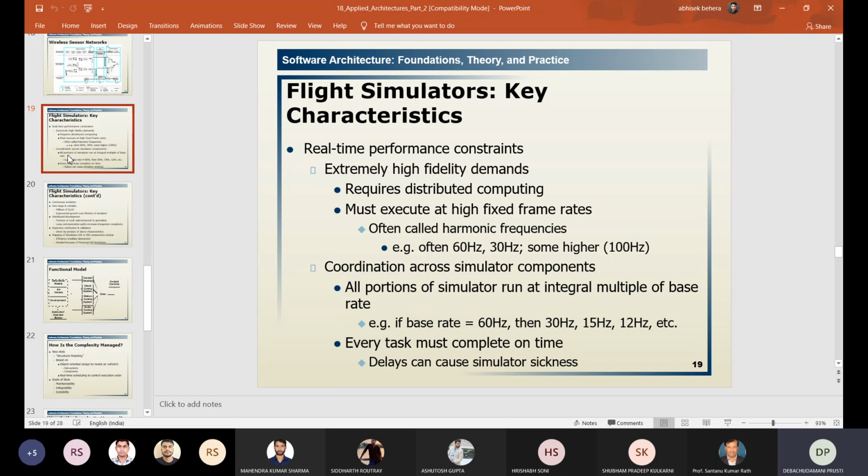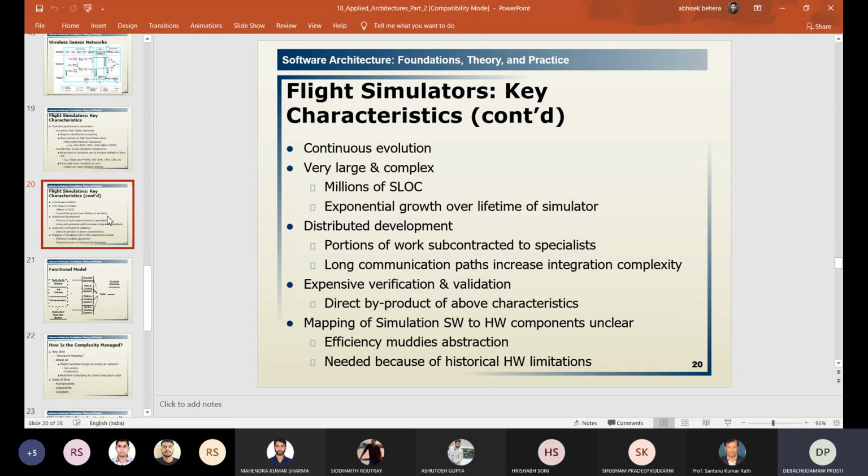How the simulation will run: every task must complete on time because delay can cause simulator sickness, meaning your simulator will be weak and may not perform properly. Now, it is a continuous evolution. It is very large and complex, with millions of lines of code. There is exponential growth of simulator lines of code over the lifetime of the simulator.